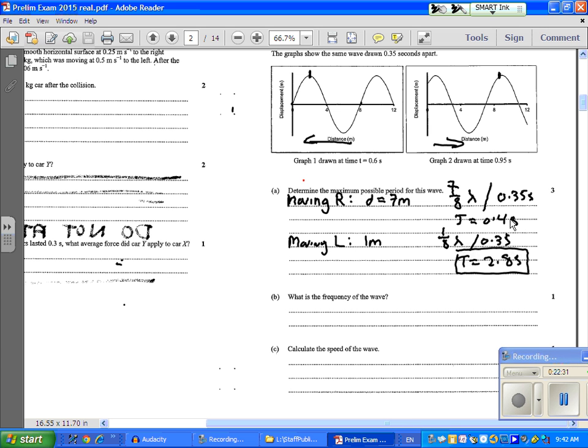So mine doesn't have a mark. I should probably have a cross next to it then. It hasn't got a mark there, it means it should be a cross.